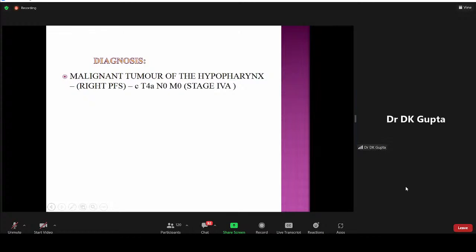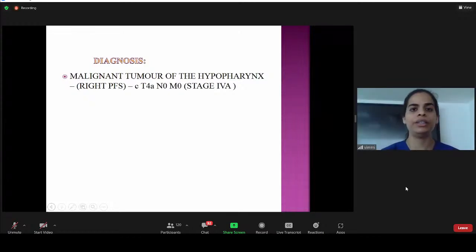So, will it change your management? Yes, sir. This indicates that the patient has a dysfunctional larynx, and a dysfunctional larynx warrants a non-organ preservation modality of treatment because there is no function to preserve.